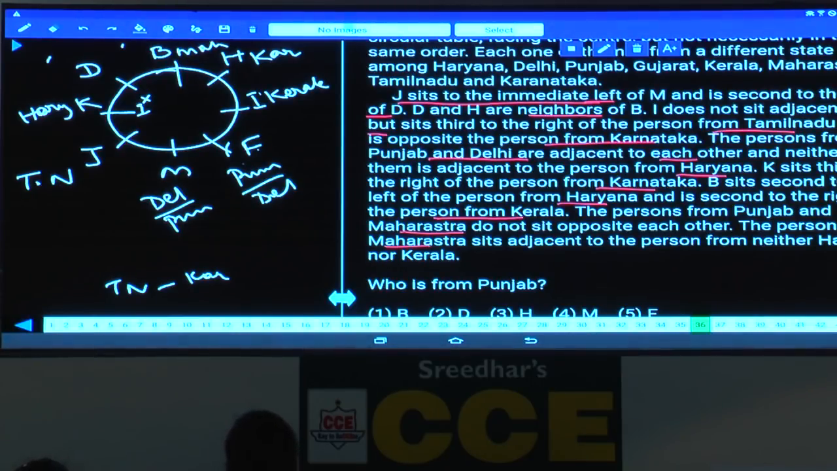If B is from Maharashtra, then which two persons are opposite to each other here? Punjab and Maharashtra do not sit opposite to each other. And this person cannot be Punjab. As this person is not from Punjab, this person must be Delhi. If this person is Delhi, this person F is from Punjab. Then what is the state left over here? Maharashtra, Karnataka, Kerala, Punjab, Delhi, Tamil Nadu, Haryana, and Gujarat is left over. And who is the person from Gujarat? D is the person from Gujarat.